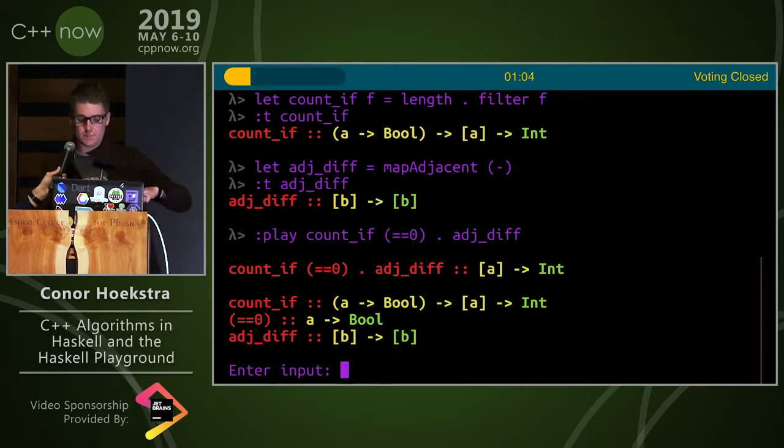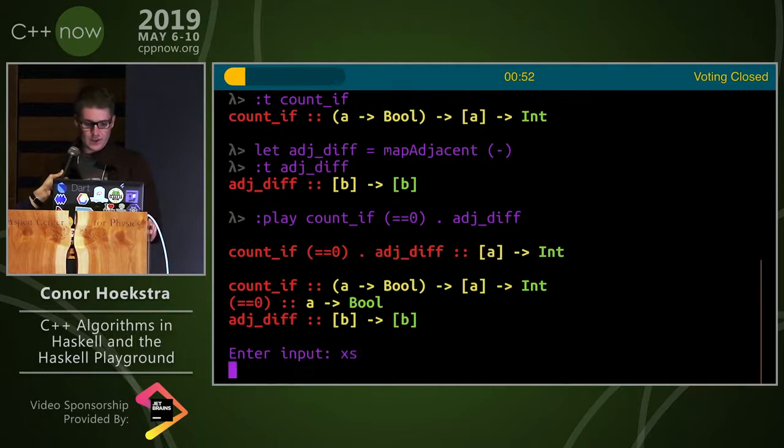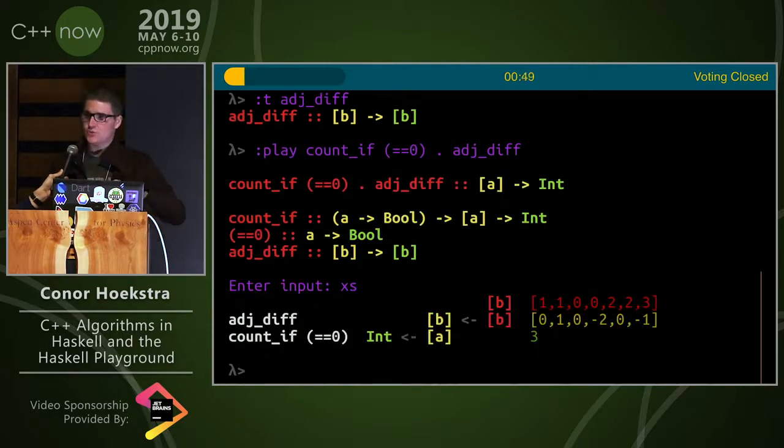We could name this countAdjacentEquals, and it takes a list of a and returns you an integer. And then it gives you the type signature of each of the functions that make up that function composition. And then it enables you to give an input here, which we're going to use as x. And not only does it give you the result, but it actually shows you the transformation step by step. So we start with our list of integers, and generically that's a list of b. Then it applies adjacent difference, which is going to give us the difference of each of the adjacent pairs of elements, which is 0, 1, 0, -2, 0, -1.